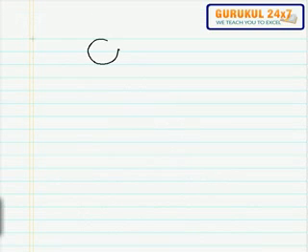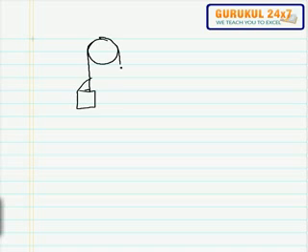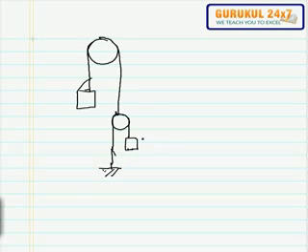Now let us try this problem. We have one pulley and we have another pulley here, and this one is attached to the ground, and here we have a mass. Let's call this mass m2. Let's call this mass m1, and this is fixed here.